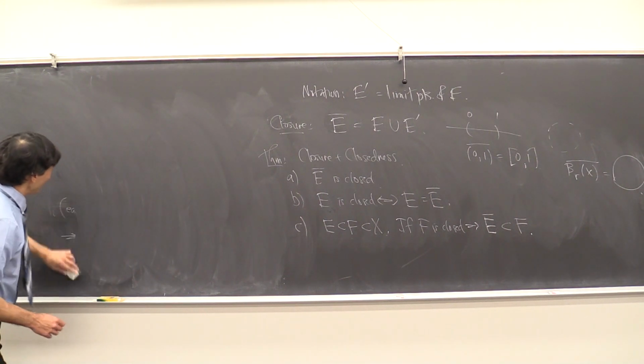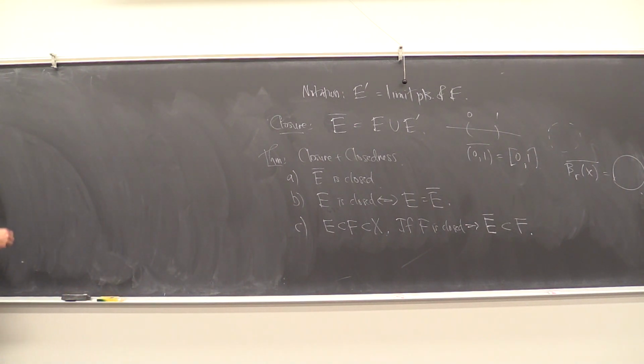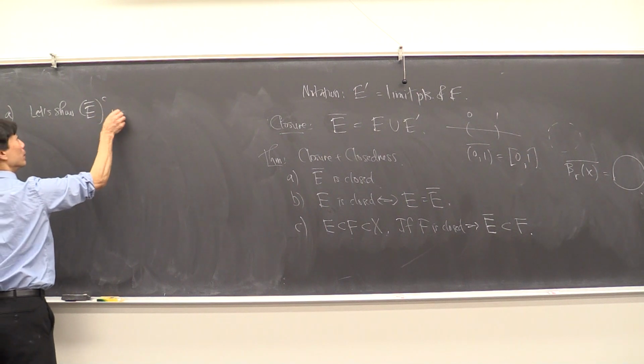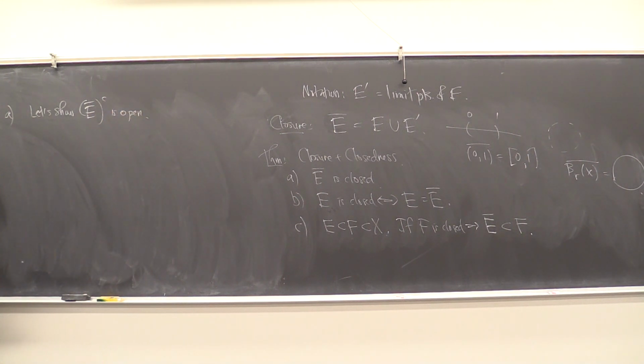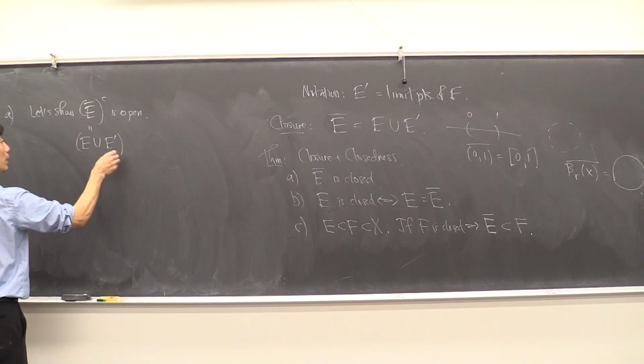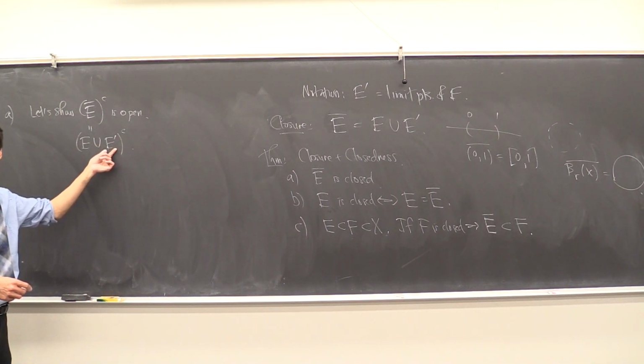Okay, so this is not too bad. So, proof of A. We want to show that E bar is closed. Well, let's show that E bar complement is open. Remember, E bar is E union E prime. So let's choose something that's not in E, and something that's not in E prime.